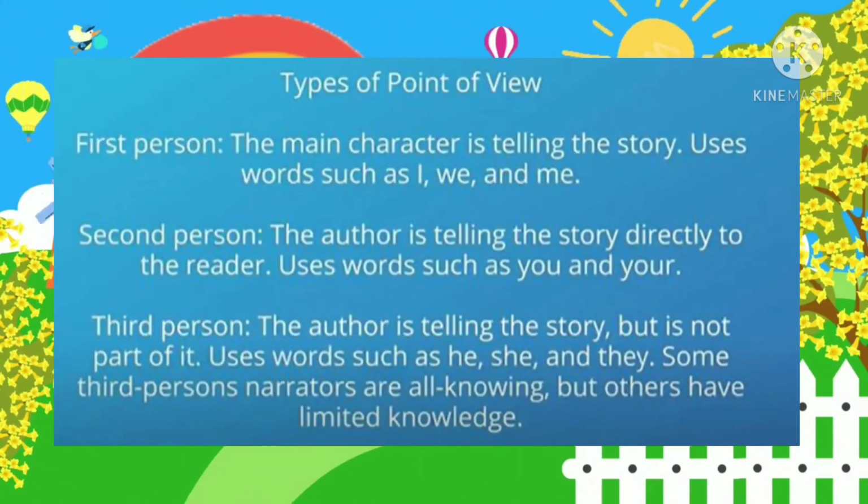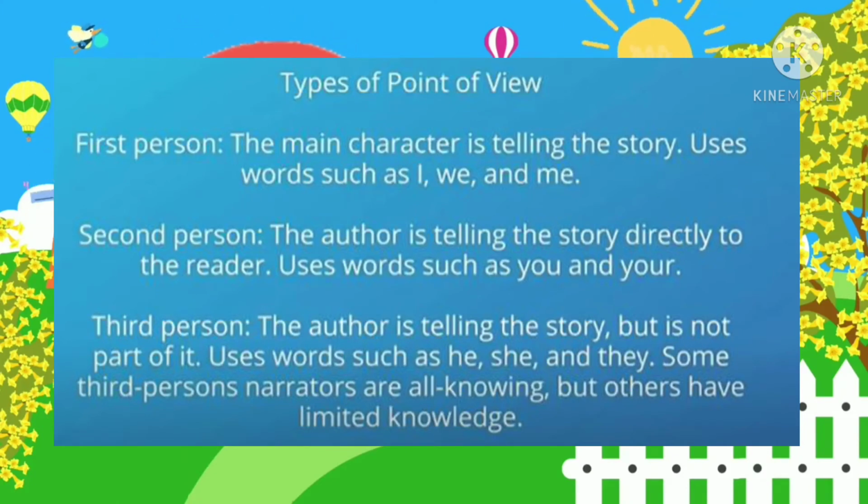Types of point of view. First person: the main character is telling the story, using words such as I, we, and me. Second person: the author is telling the story directly to the reader, using words such as you and your.